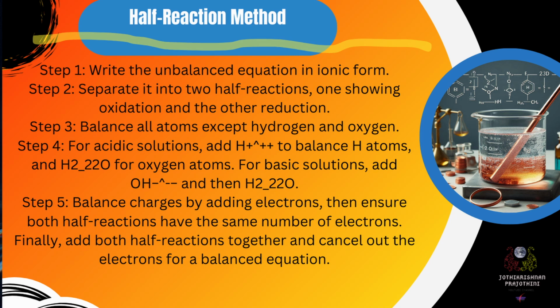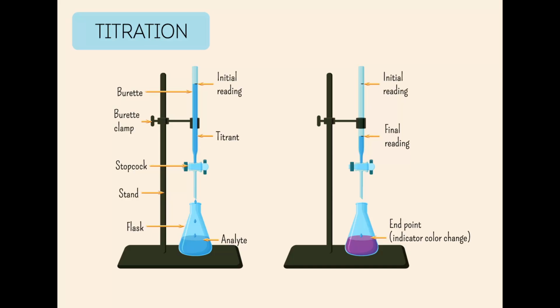For basic solution, add OH minus ions and then balance charges by adding electrons. Then ensure both half reactions have the same number of electrons. Finally, add both half reactions together and cancel out electrons for a balanced equation.